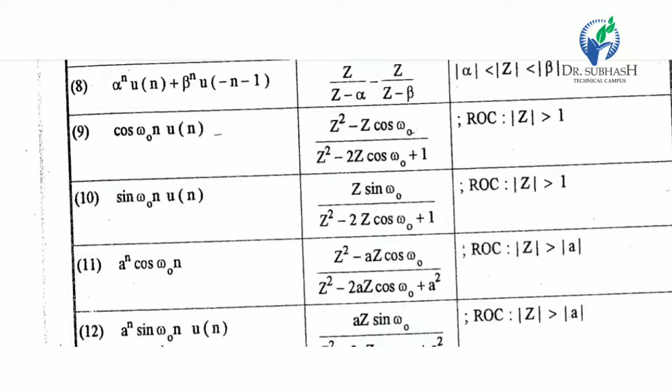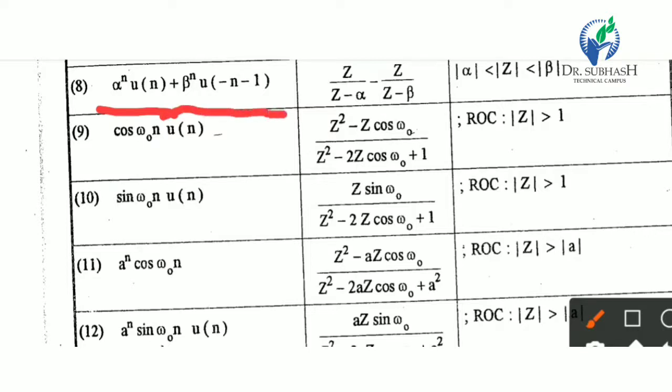For alpha raised to n u of n plus beta raised to n u of minus n minus 1, exponentially on both sides, the Z transform is z upon z minus alpha minus z upon z minus beta, and the ROC is mod alpha less than mod z less than mod beta.